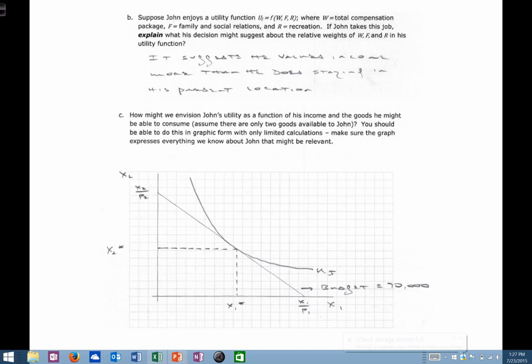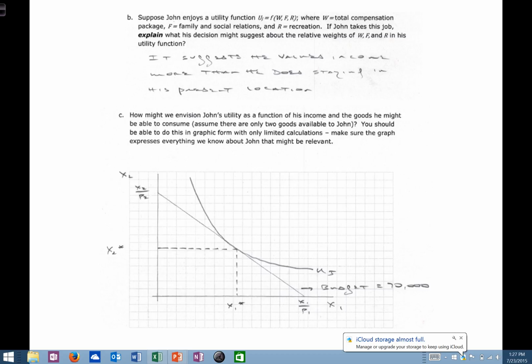This might be a little bit ethereal for you. You had to be paying some pretty good attention to some of the video modules in this section of the course to get this inference. But what it suggests, if he's going to make that move, is that he values wage greater than he values family and recreation in this utility function. Doesn't mean that he doesn't value family or that he doesn't value recreation. It means that he values wages more. So that's all that it means.